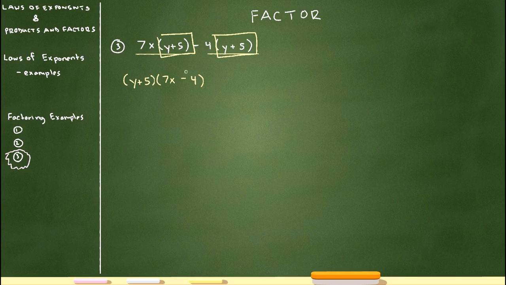Although, if you know how to FOIL this, so if you know how to multiply binomials, you may get a different form. However, these two forms are still equivalent. And I'm just reminding you of this particular fact here for the next video I'm going to be talking about, which is factoring by grouping. This is a very important step in factoring by grouping.